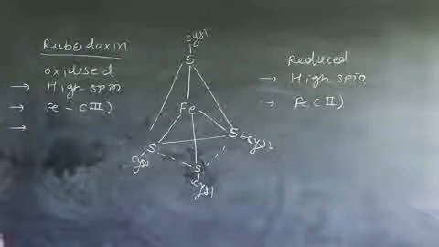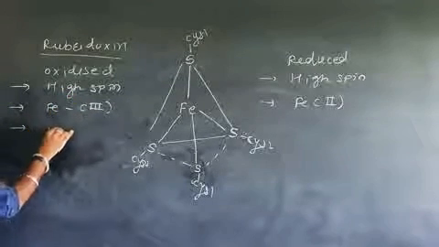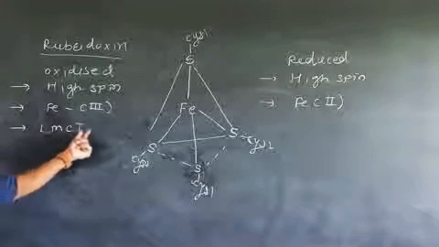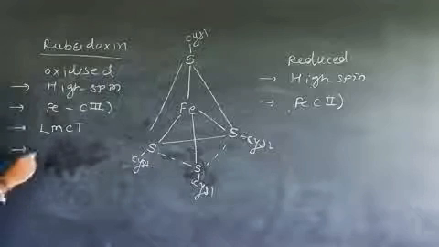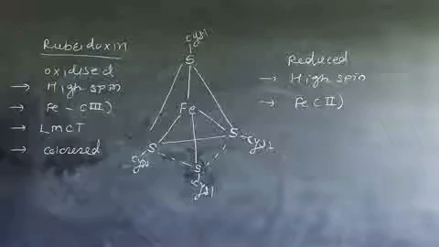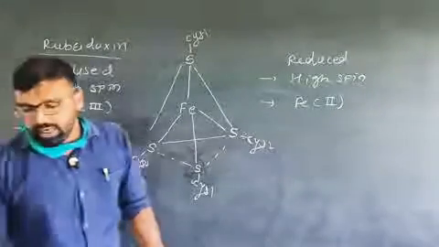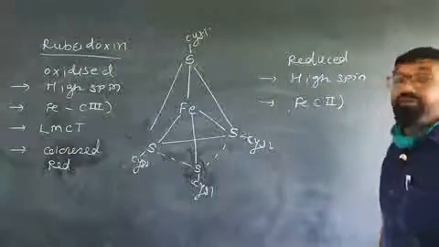Then the next feature: in the oxidized form, LMCT is taking place. What is LMCT? Ligand to metal charge transfer. Because of LMCT, it is colored, and it is red in color. Okay, it is red in color, and the electron is transferred via ferrous.